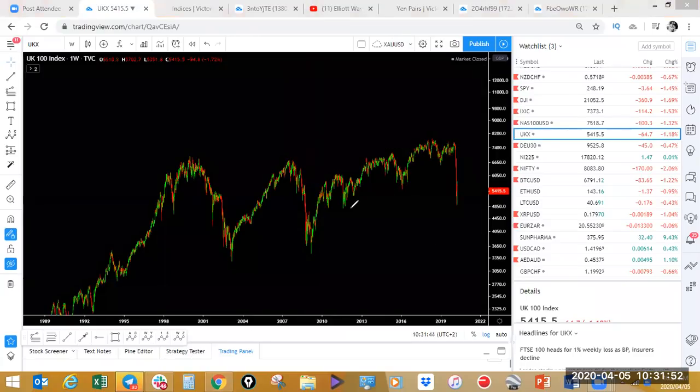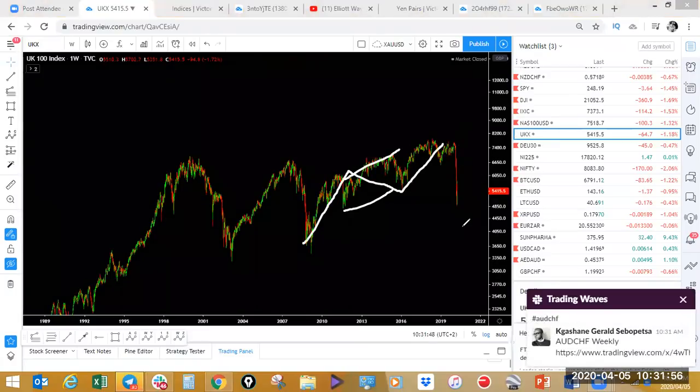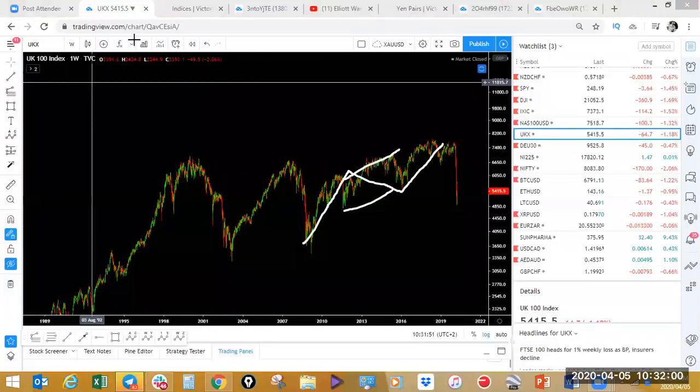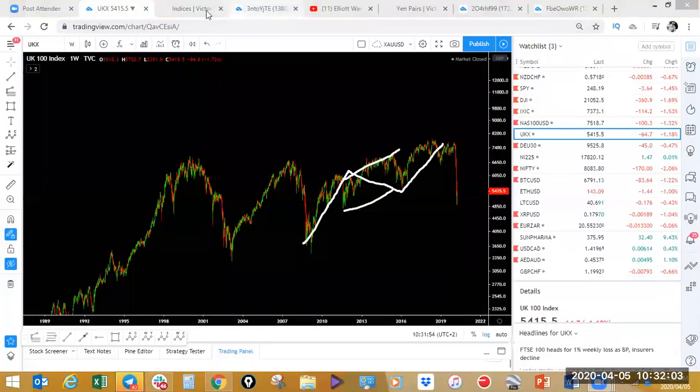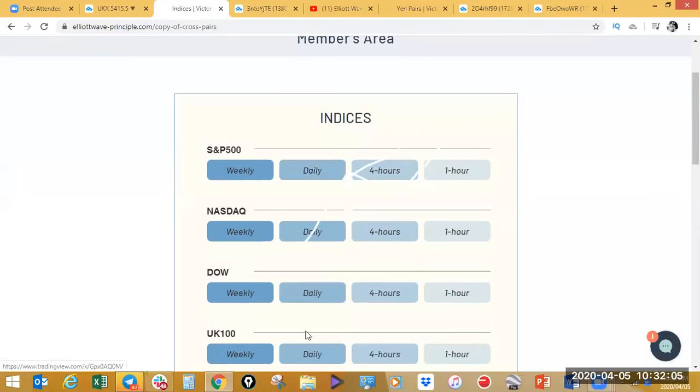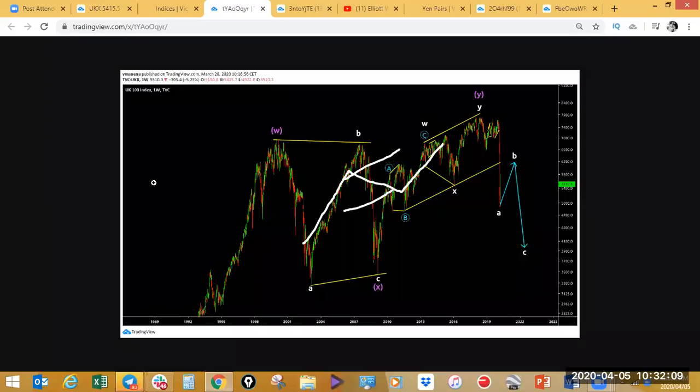So if you look at this here, this is a move here: 1, 2, 3, and now we're coming down with this structure. Let's show you the structure on the website here, the bigger structure on the UK 100 on the weekly, so you can understand where we're coming from. So that is the structure.